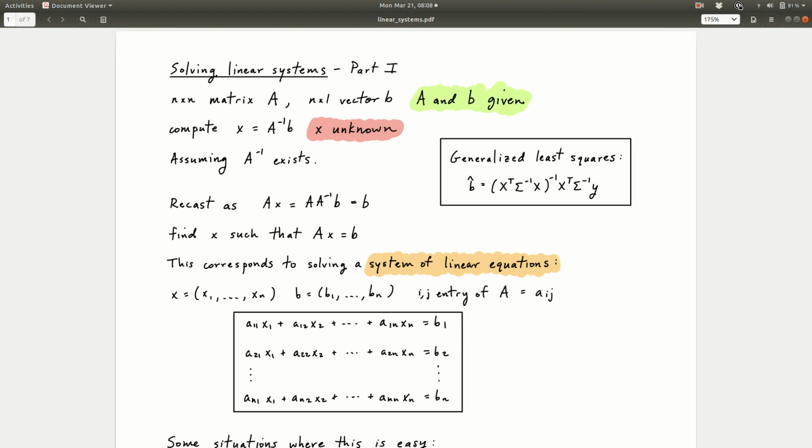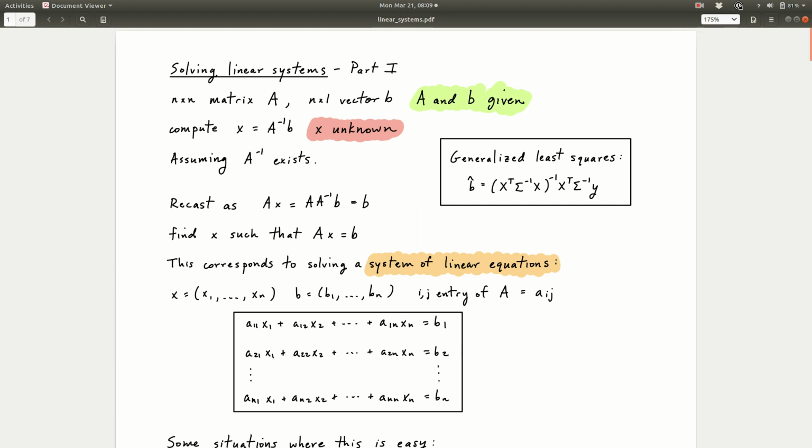So here's the problem. We have an n by n matrix A and an n by 1 vector B. Both A and B are given to us, and we would like to compute A inverse times B, which will give us in our notation x. So A and B are given and known, and we want to get x. Of course, this assumes that A inverse exists. It doesn't always exist for any n by n matrix, but for the purpose of this material, we will be assuming that the inverse does exist. So it's a non-singular matrix.